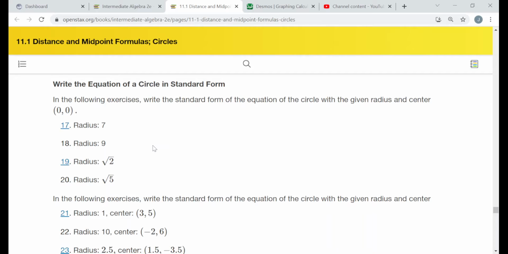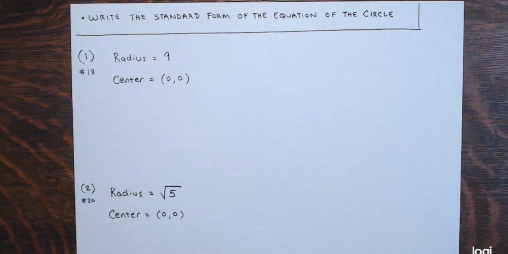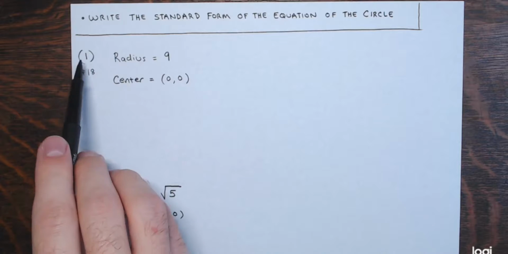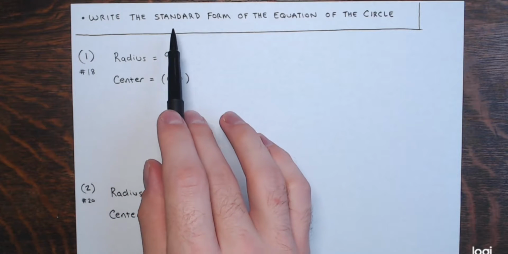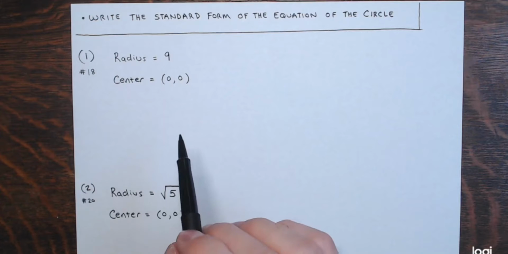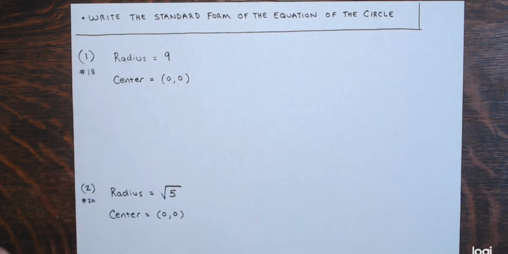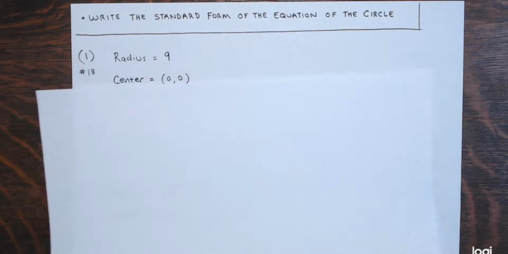Okay, so in all the exercises in this video, we're going to be asked to write the standard form of the equation of the circle, given certain information. Let's start with number 18, which I have written out. So again, example 1, exercise 18. First let's talk about this: what is the standard form of the equation of a circle? Before I even get into this problem, I'll pull up a new piece of paper and talk about that.